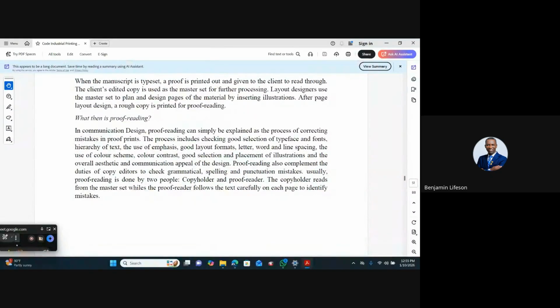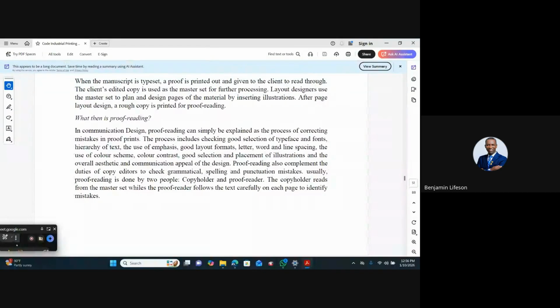So let's look at what then is proofreading. Or should I quickly explain that, right? Should I? Okay. Yes, sir. Okay, so that we'll move very fast.